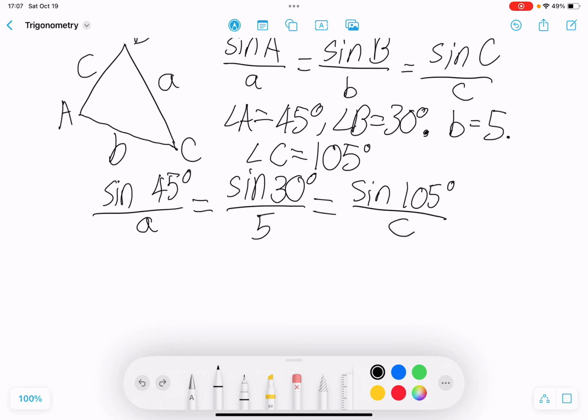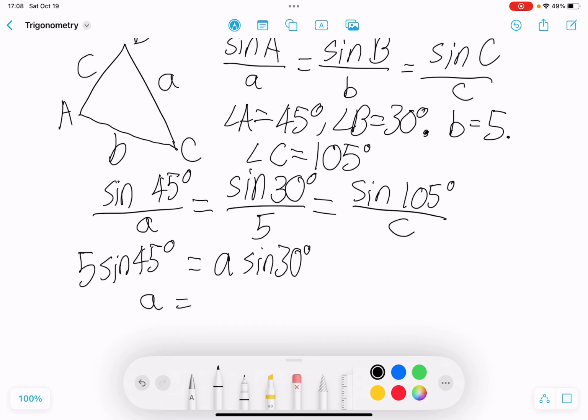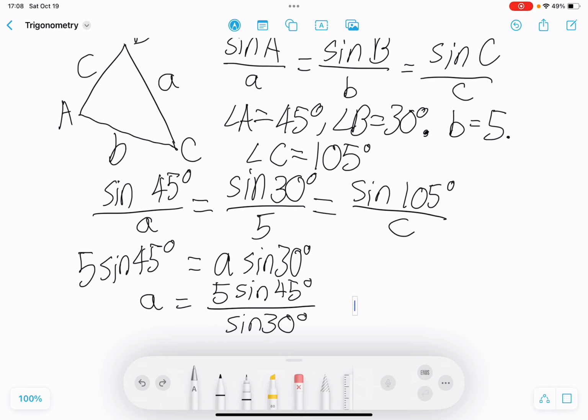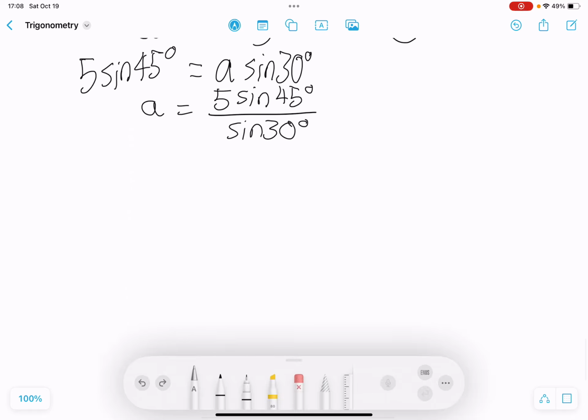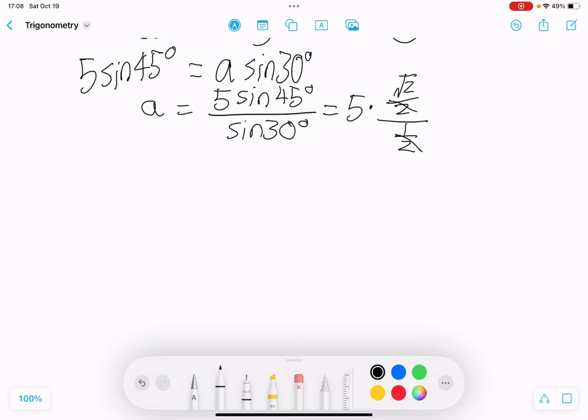So we multiply both sides by 5a, so this is going to be 5 sine 45 degrees equals a times sine 30 degrees. We divide both sides by sine 30 degrees, so a is going to be 5 sine 45 degrees over sine 30 degrees. Okay, so what is sine 45 degrees then? So this is 5 times root 2 over 2, over 1/2. So the 2s cancel out, and we're left with 5 root 2, which is our answer.